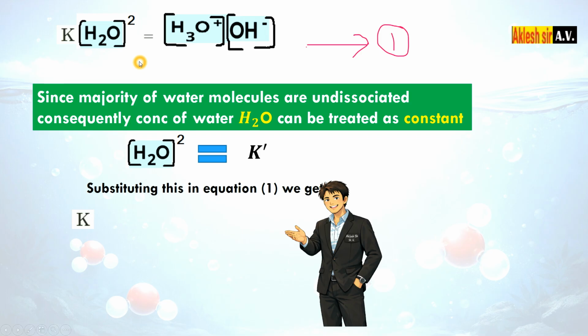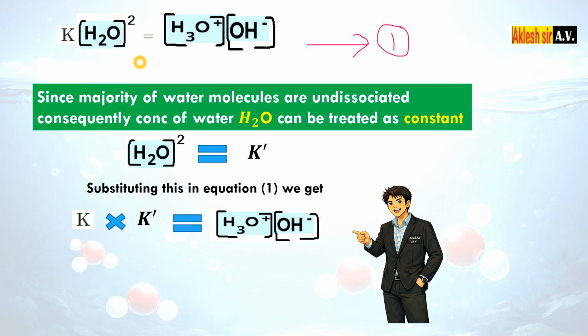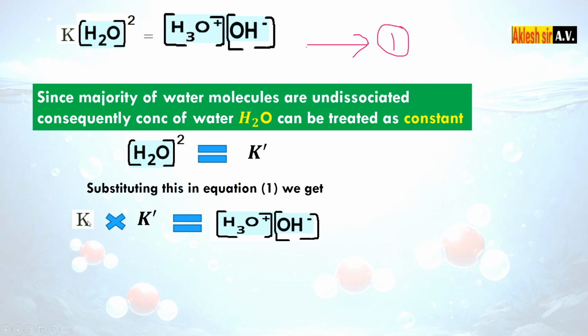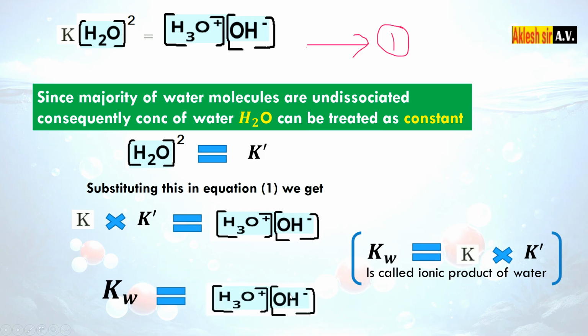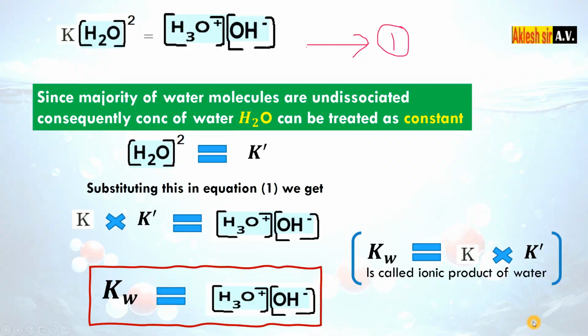So substituting the value, we get K into K dash equal to H3O plus times hydroxide ion, and two constants form one more constant. Here K into K dash is equal to KW. What is KW? KW is the ionic product of water. So instead of writing K into K dash, two constants form one more constant, and that constant is KW. So KW equals H3O plus times OH minus, and this is the derivation. This is the formula of the ionic product of water.